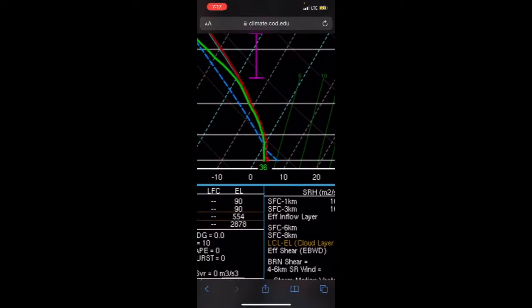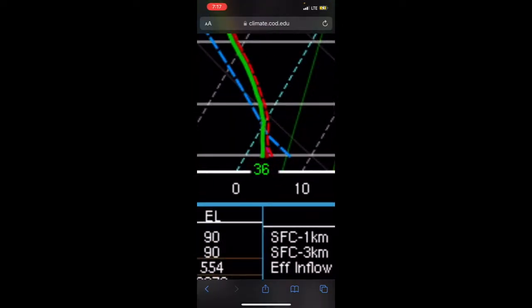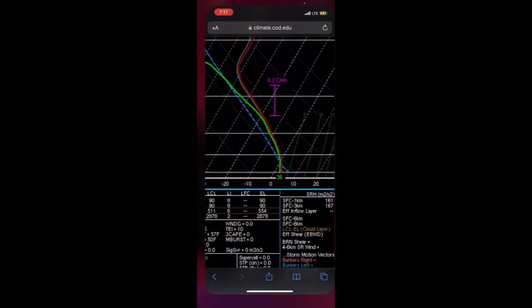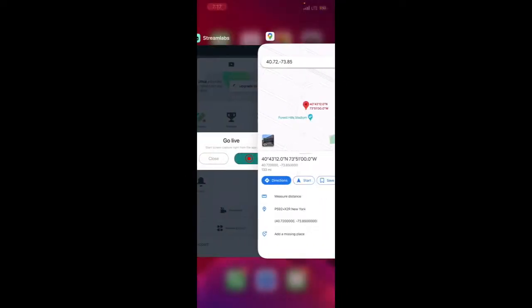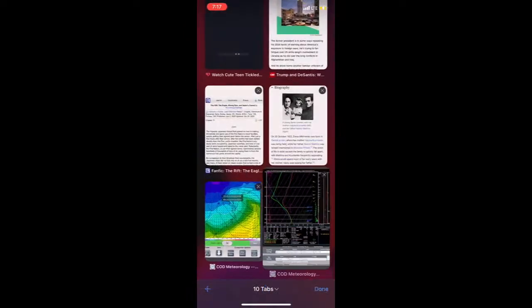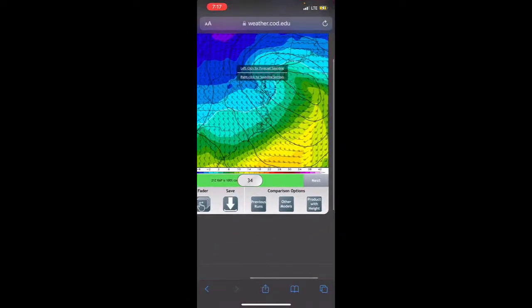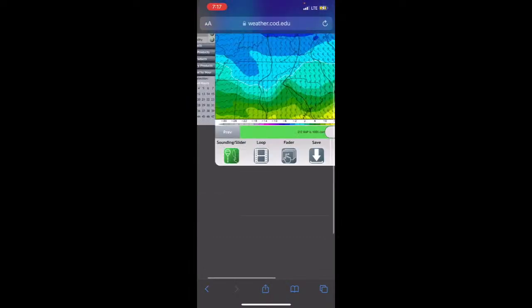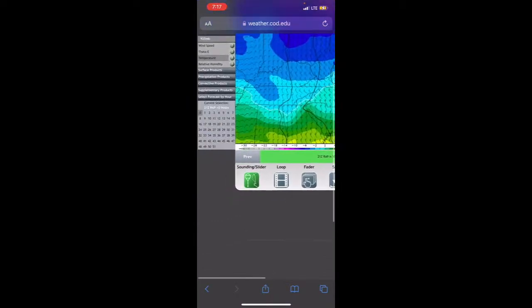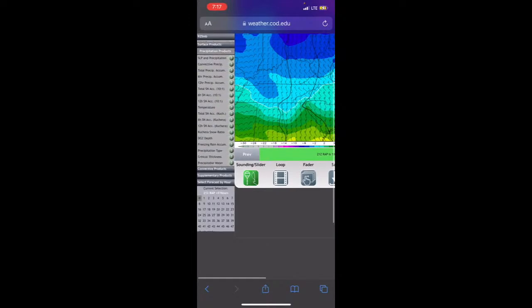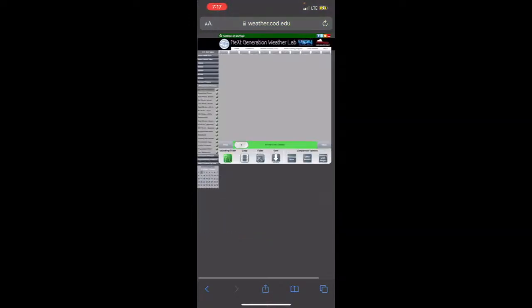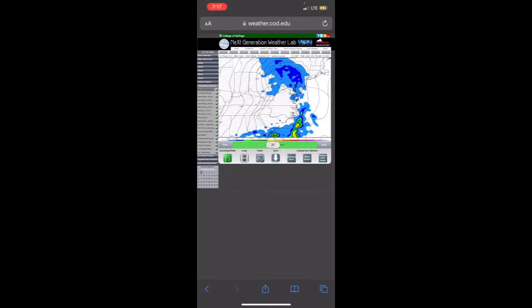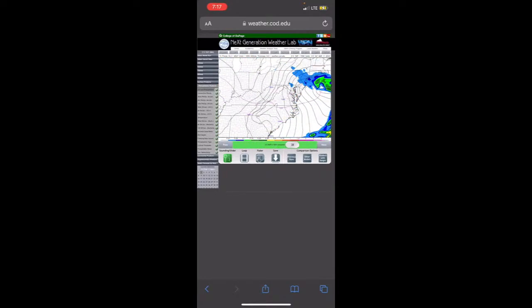So now you're going to be in the 30s. So that is kind of interesting. But when does the heaviest precip come in? Your heaviest precip is going to come in just as the low starts wrapping itself up.